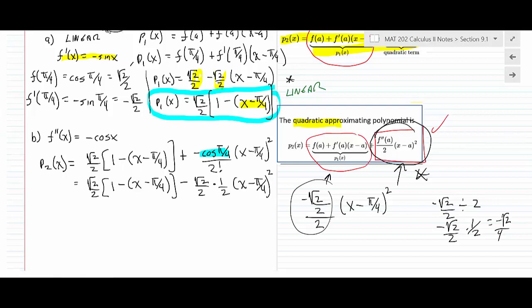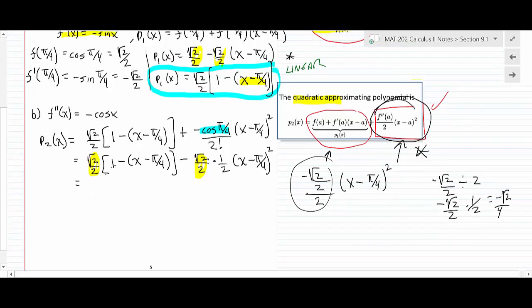Okay, now what I'm going to do on this one, just because I see another common factor, is pull that out now. All right, so let's pull that out and do that. You don't have to do that, but if you have a common factor, it's kind of nice to go ahead and pull that out, and then you can kind of see how this begins to work out. So I've got square root of 2 over 2, and then I'm going to have a big bracket. So the first term I'm going to have is this thing. Okay, that thing's going to come down as 1 minus x minus pi over 4, like that.